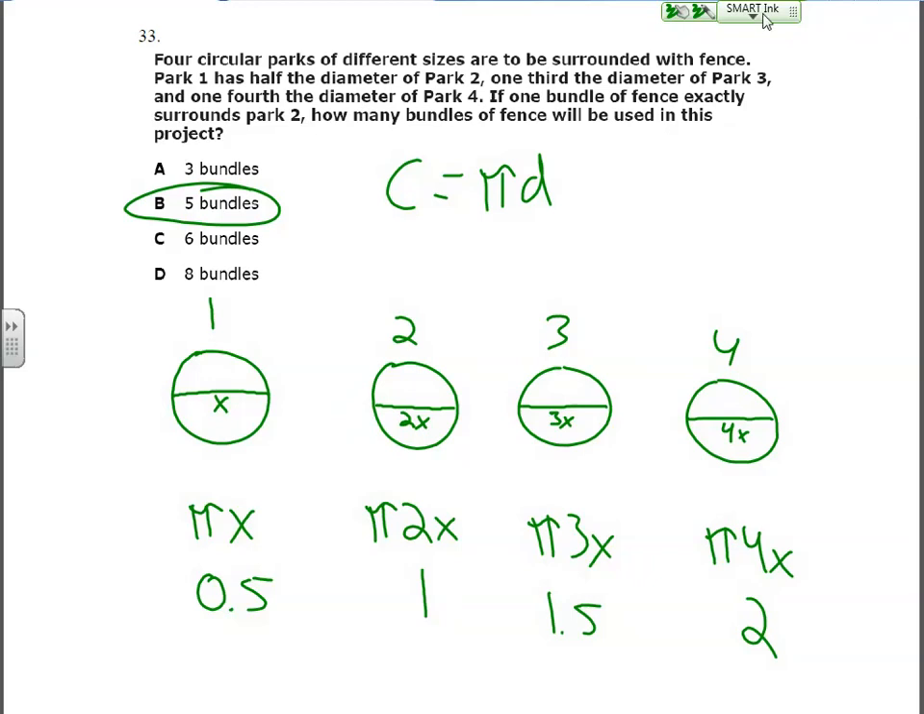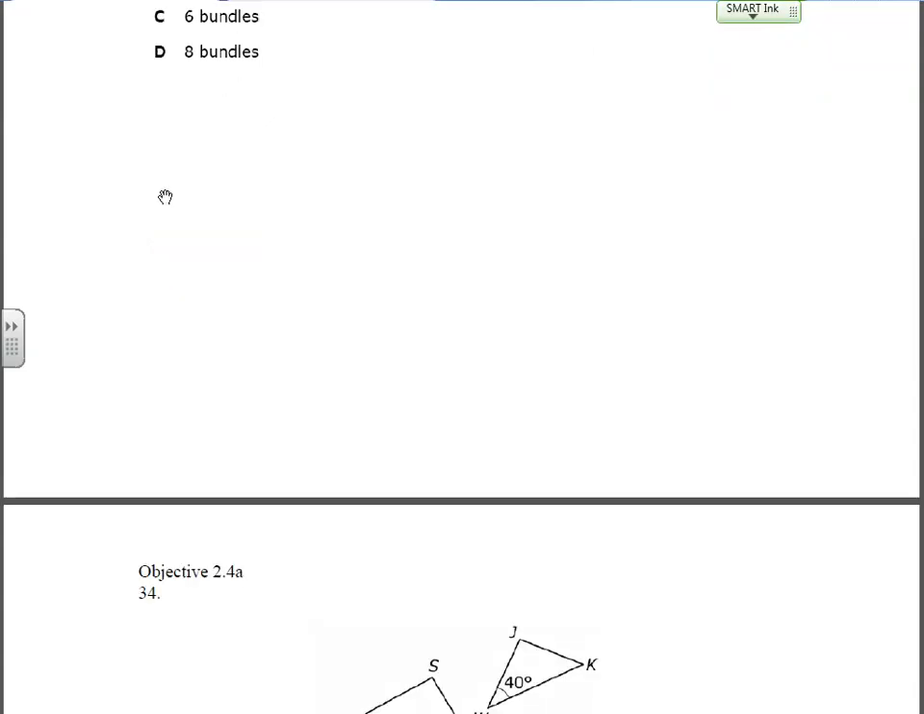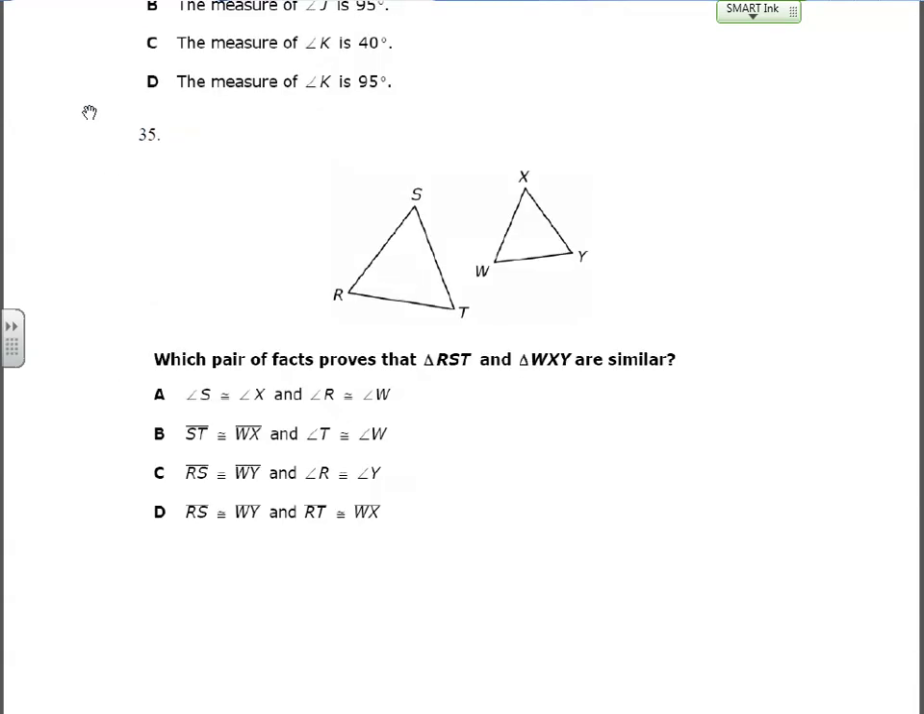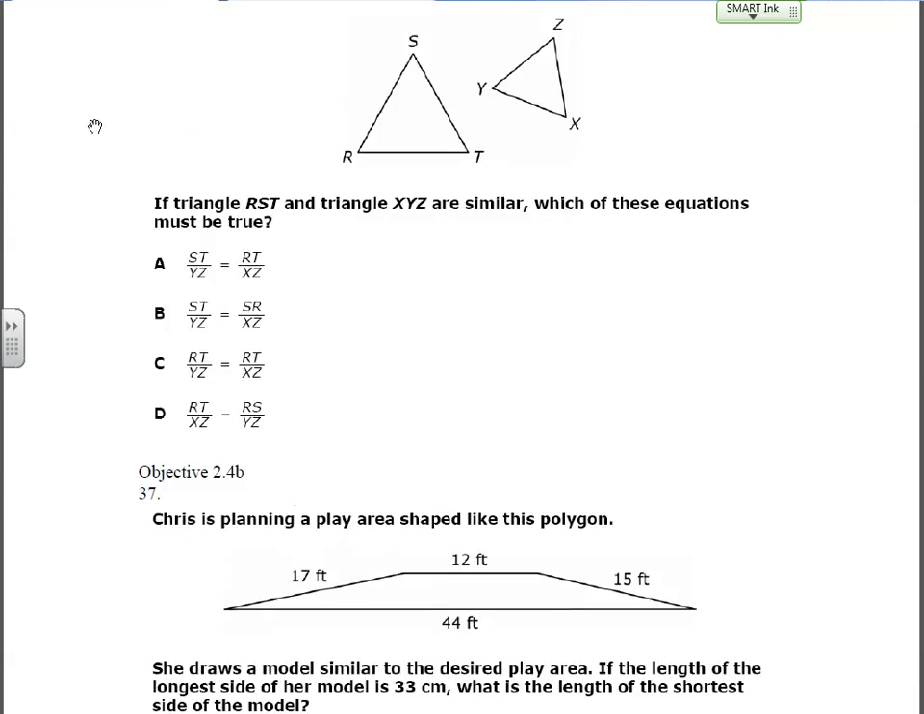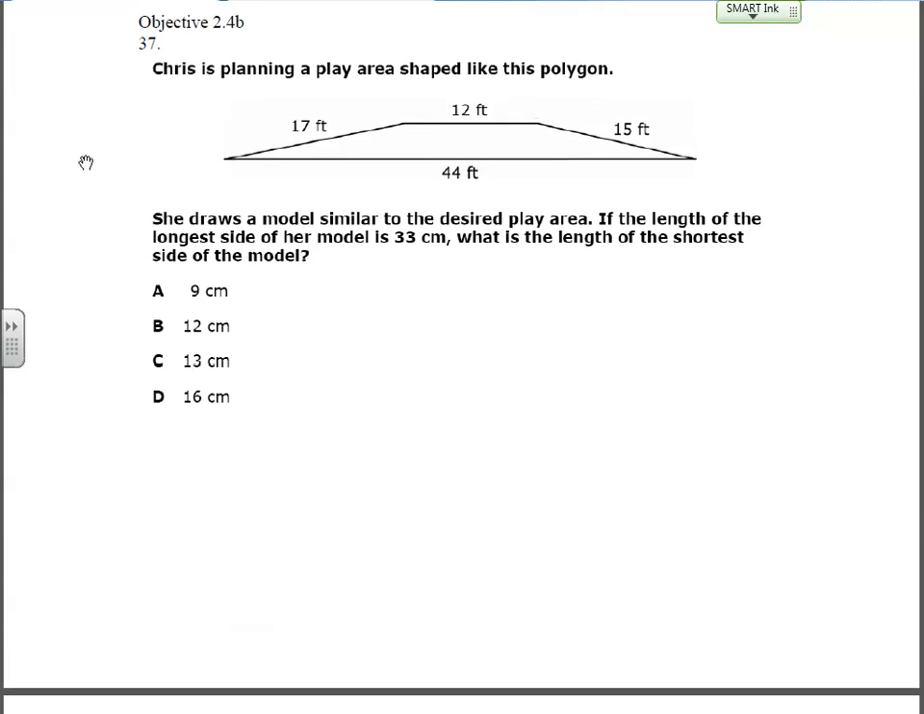37. Oh, I keep forgetting to put that marker down. 37, 34, 35, 36, 37. I read this question. I thought, what a horrible play area. Like, literally, 12 feet, that's like 2 of me. That's nothing. And this weird, I don't know.